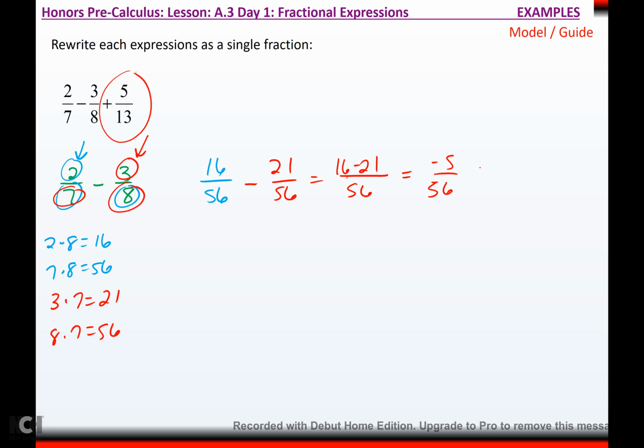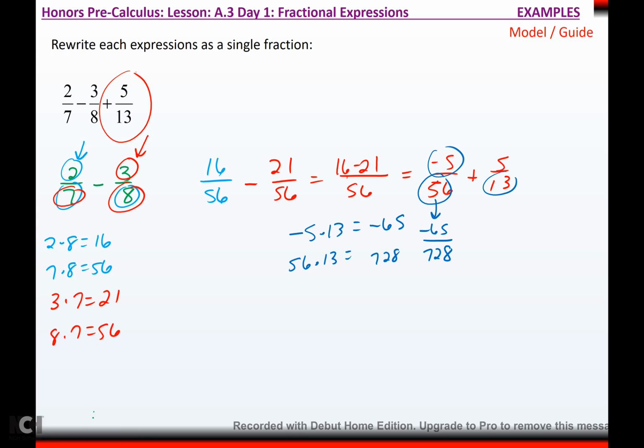So now we're going to do the plus 5 over 13. So to get a common denominator here, I'm going to take negative 5 and 56 and multiply by 13. Negative 5 times 13 is negative 65. 56 times 13 is 728. So this new fraction becomes negative 65 over 728.